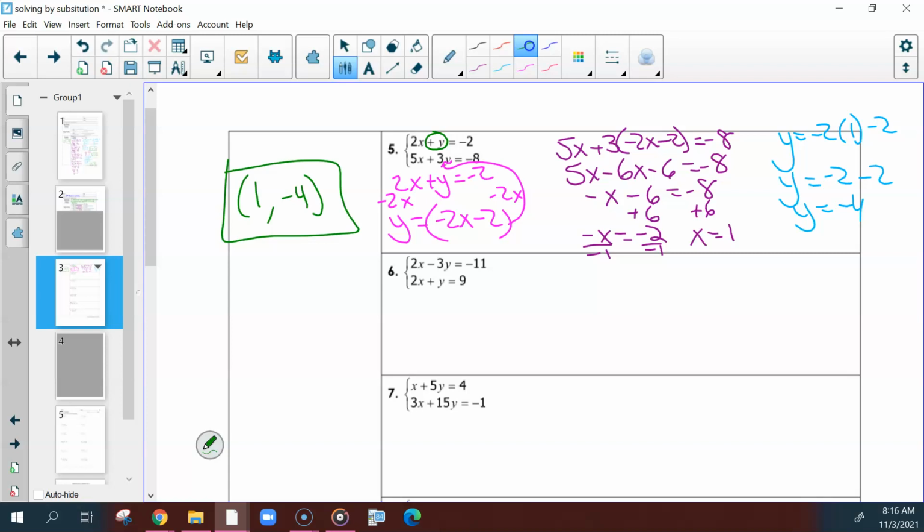Kind of connecting this back to when we were solving by graphing. All of these have one solution, which means all of these lines intersect somehow. None of them are parallel lines. None of them have the same slope and y-intercept.